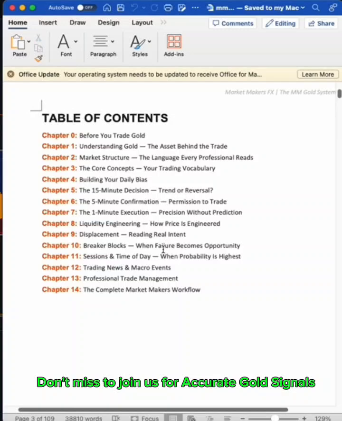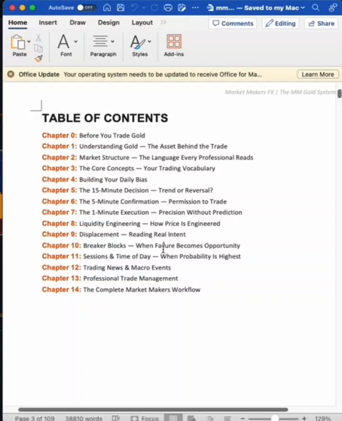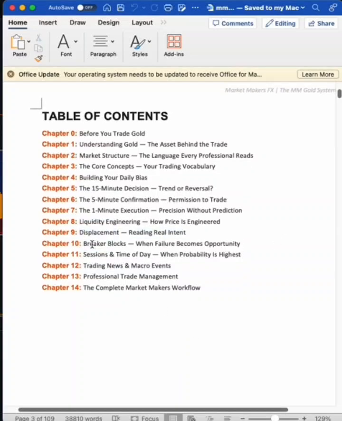Okay, understanding liquidity, understanding how it's engineered, understanding how it is manipulated, and understanding how through this manipulation you would see proper movement, displacement in the market. We will then cover breaker blocks as well, how I use breaker blocks, how we identify failures in the market, and how we are able to capitalize on the failures of others so that it becomes opportunity for us.